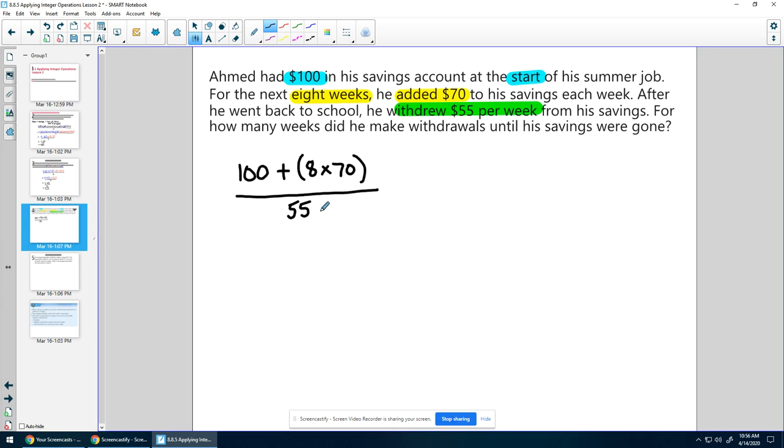I'm going to write this out another way. You could also write it with 100 plus 8 times 70, and then we can use square brackets like this, divided by 55. So either way works. You might see this, or you might see this version. But I just wanted you to know what that was, and that it means the same thing.